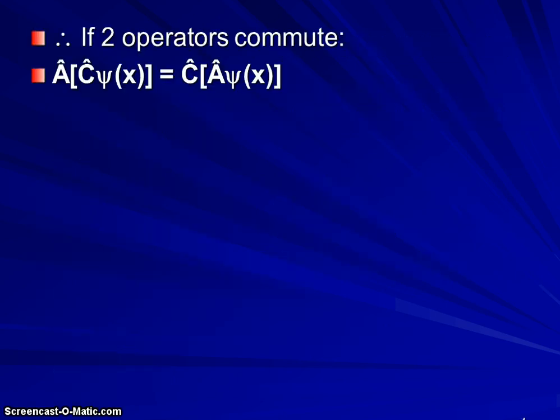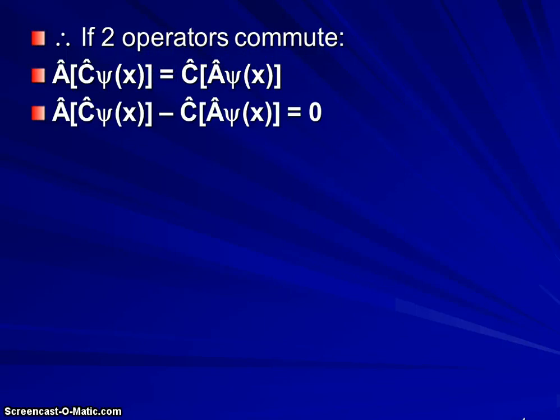So if two operators commute, then measuring with one first then the other produces the same result as measuring with the other first and then the original. We can rewrite that: the difference between the two measurement schemes is zero. There's no difference in values by measuring those in opposite orders.